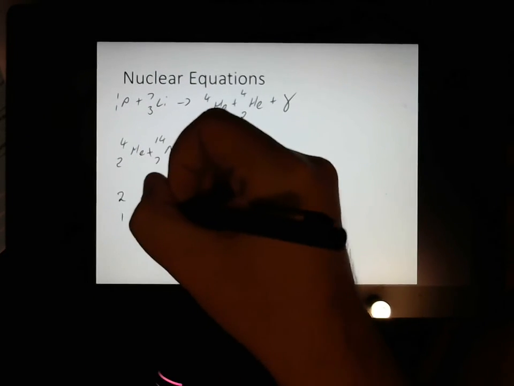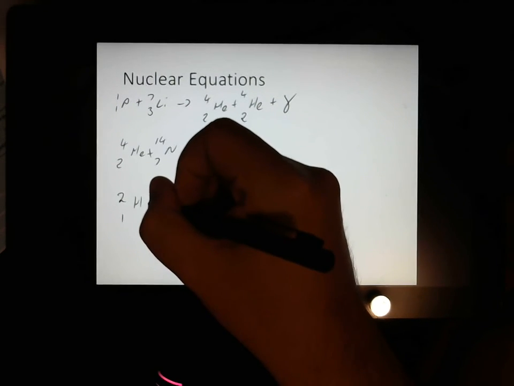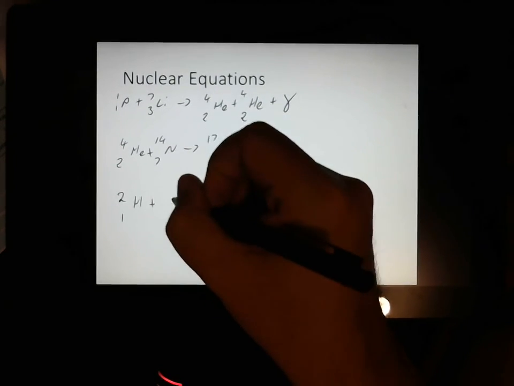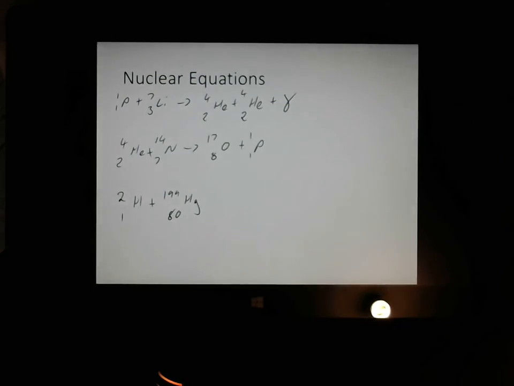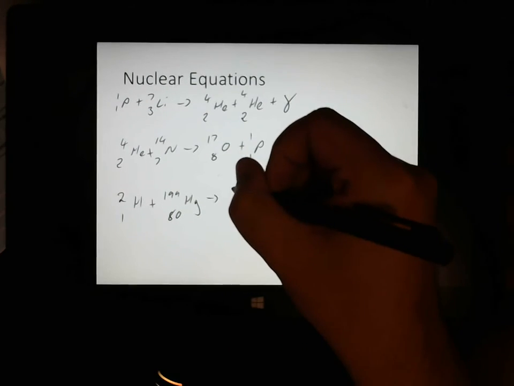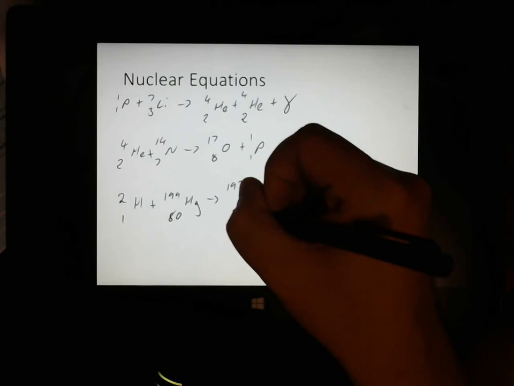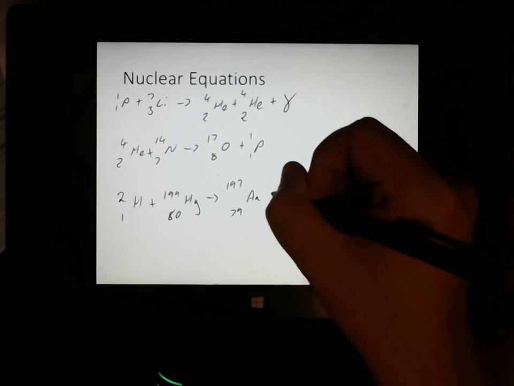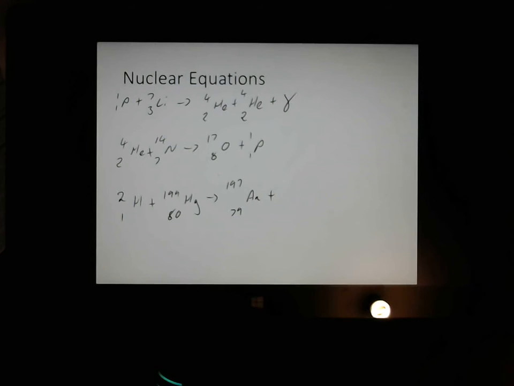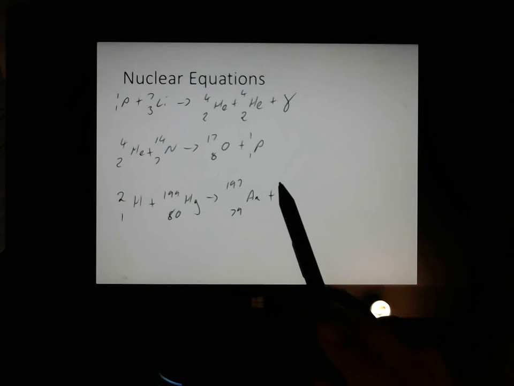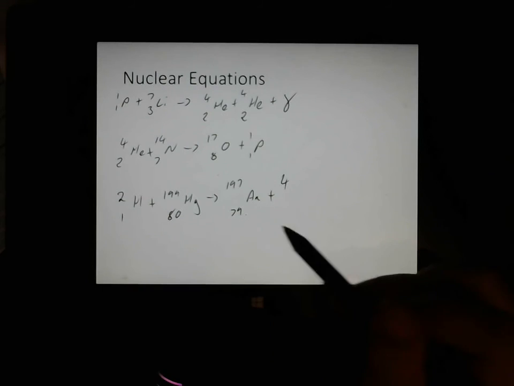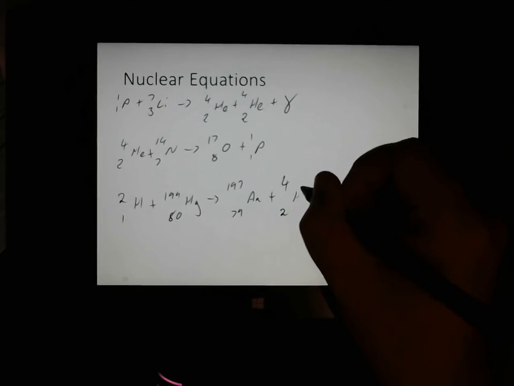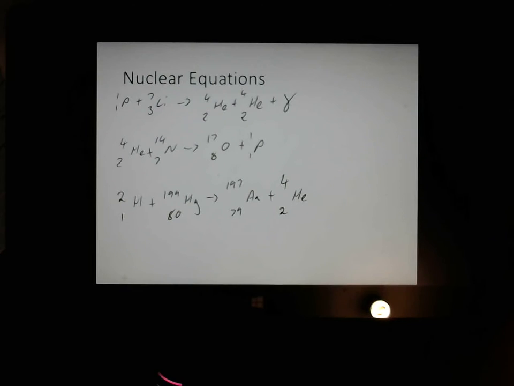So one way of making gold is to smash a deuteron, okay, so a hydrogen 2, into an isotope of mercury, mercury 199, and you are going to get 197, 79 gold, plus something left over. So let's have a look at the numbers here. We have 2 plus 199 is 201, 197 plus something is 201, well the difference will be 4. 1 plus 80 is 81, 79, the difference would be 2. So there is also some helium gas that's being produced there.